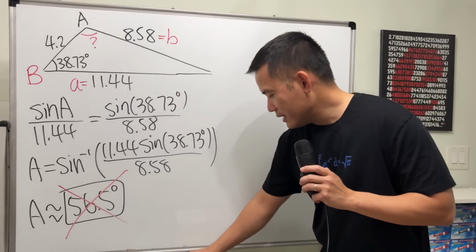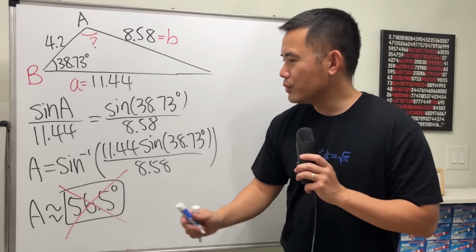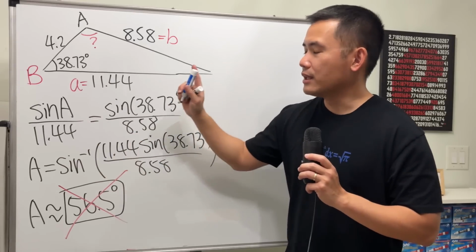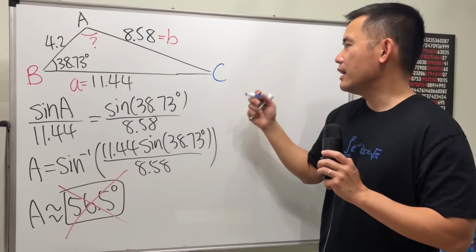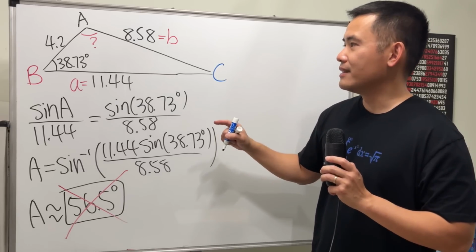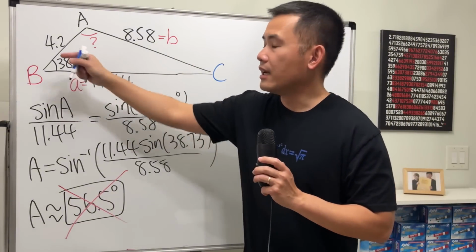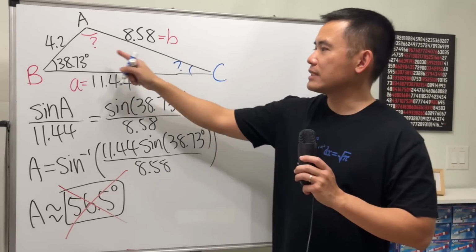So instead, they're going to find this angle first. Remember, when you use law of sines, if you know that the angle is acute, you have no worries. So we can say this right here is angle C. We don't know, but we can find it. Find out what C is first, and then just subtract it from 180.